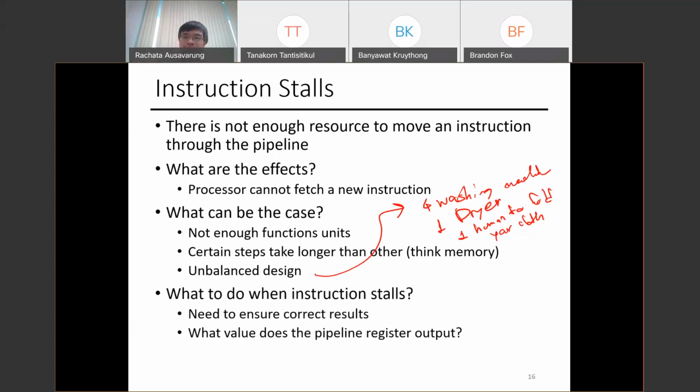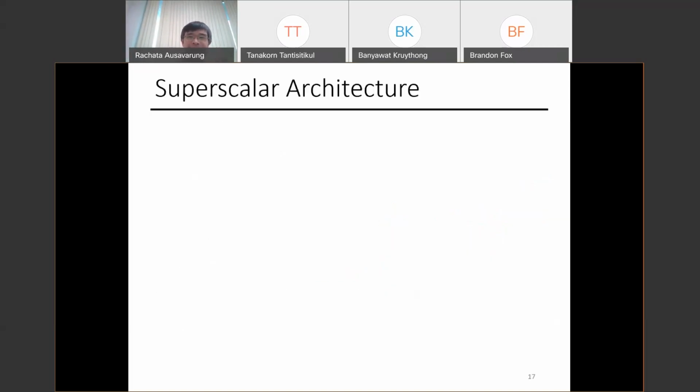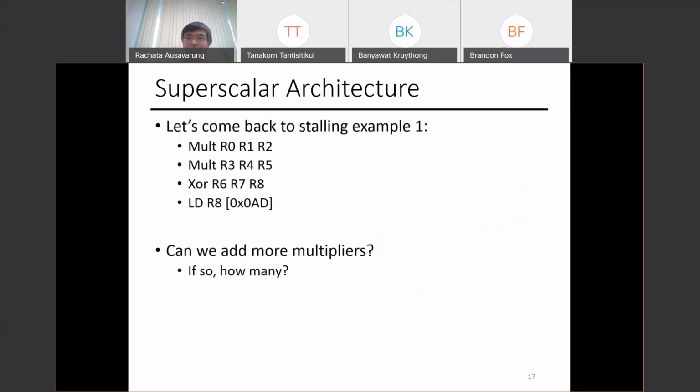What do you do when instruction stalls? There are generally a few things you can do, but your goal is to first of all make sure it is correct. Make sure it's correct, otherwise your program becomes buggy. And you need to figure out what value the pipeline register outputs. Before we discuss that, let's talk about superscalar architecture a little bit. So let's come back to this example. Will this get faster if I add a multiplier? Will this code get faster?